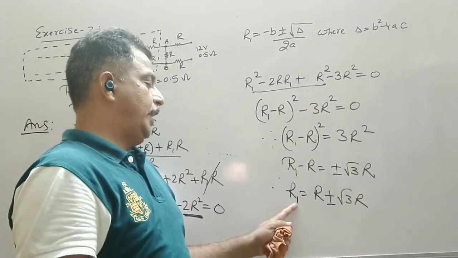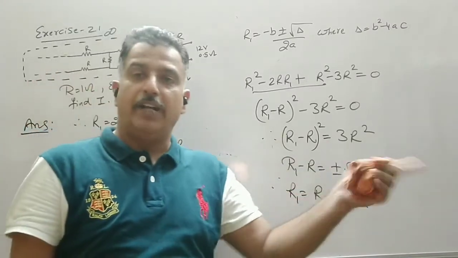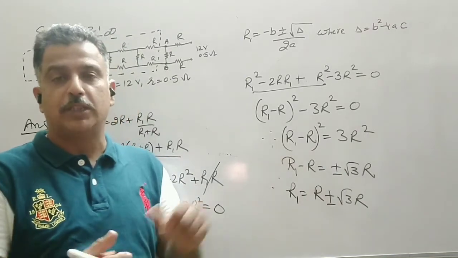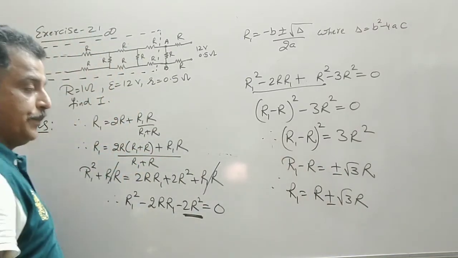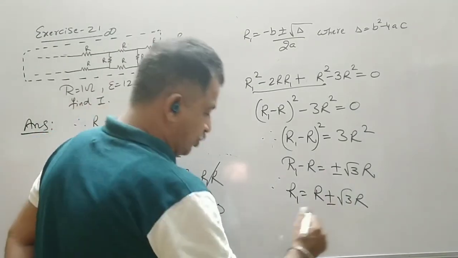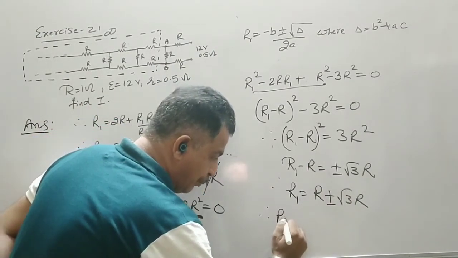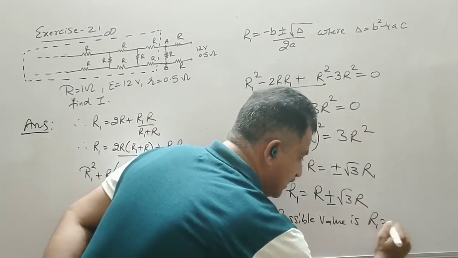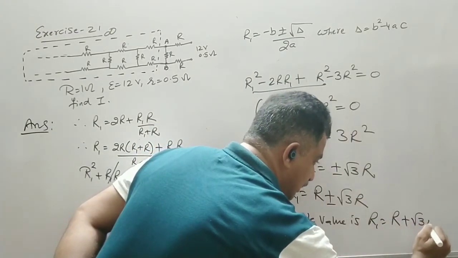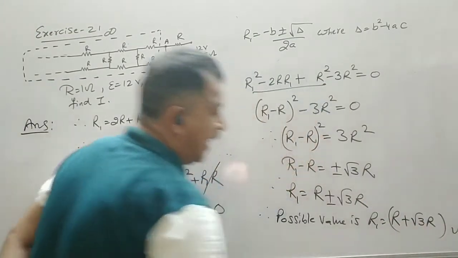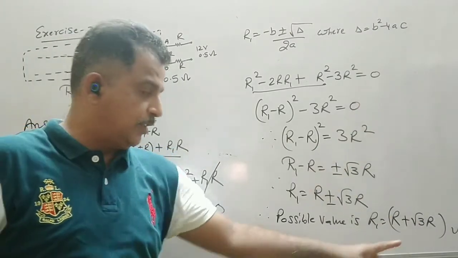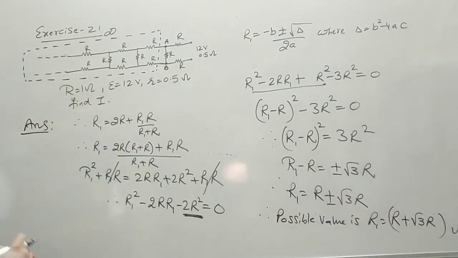So R equivalent is the resistance of the infinite plus one branch, and R1 is the equivalent resistance of the infinite branch. Both are approximately taken as the same. Now a negative value of resistance is not possible, and therefore the possible value is R1 is equal to R plus root 3R ohm. So this is your R equivalent resistance. Now we have to find out the current. So this is the equivalent resistance where R is 1 ohm, as given to us.